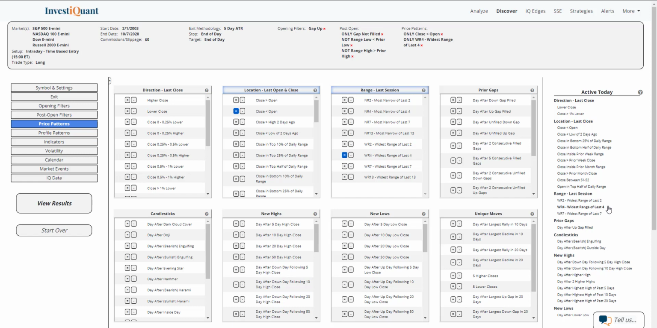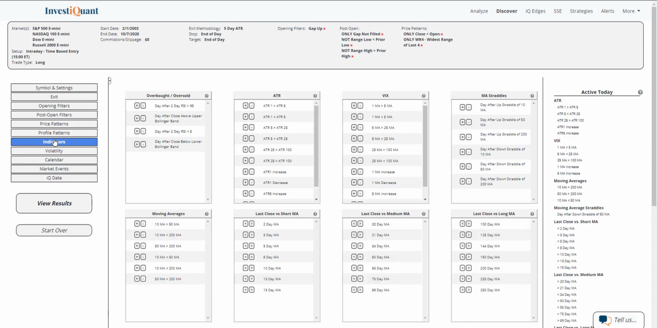And that just means yesterday's action was the widest range of the prior 3 days. So you've got yesterday plus 3 days makes a 4-day pattern. And yesterday's range was the widest of the prior 4 days. So I've got that selected. Lastly, I'm going to put this above a 200-day simple moving average to be in a somewhat bullish environment, and then hit view results.